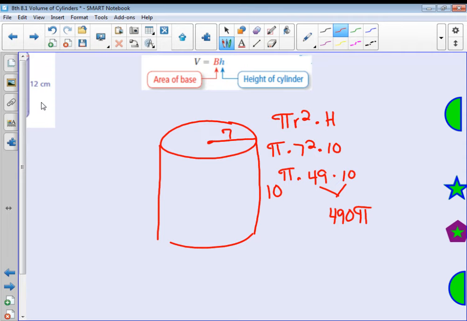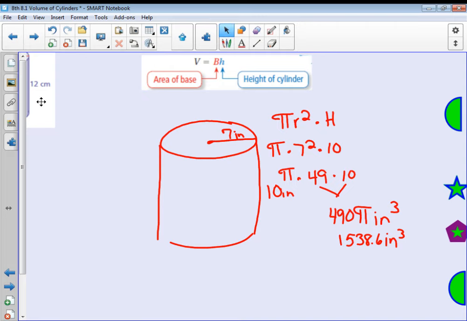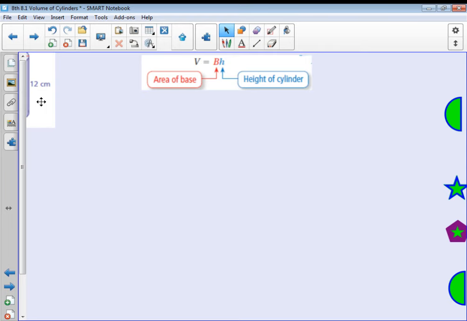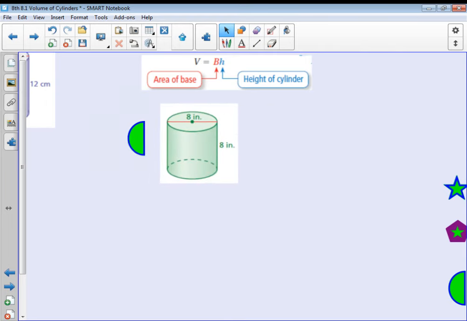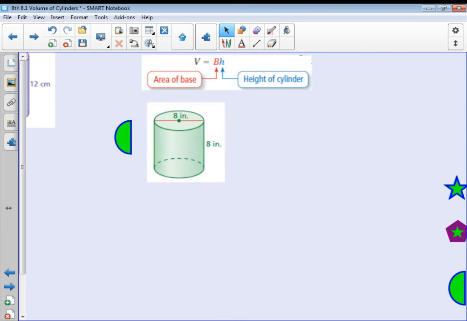Okay, so then 49 times 10 is 490, and then times pi. So my answer is 490 pi, and if my label was inches on each of these, I would say inches cubed. Or I could take 490 times 3.14, which gives me 1,538.6 inches cubed. Okay, so let's try one more of those. Once again, you're working with the area of a circle, which you've done previously, and now we're just taking it times the height.